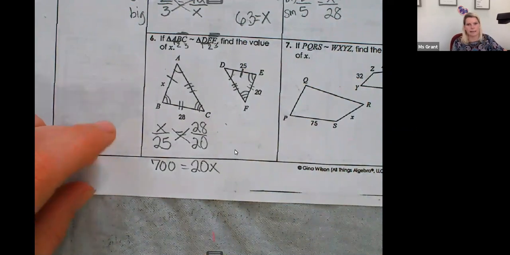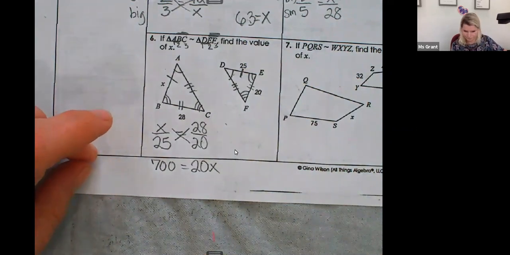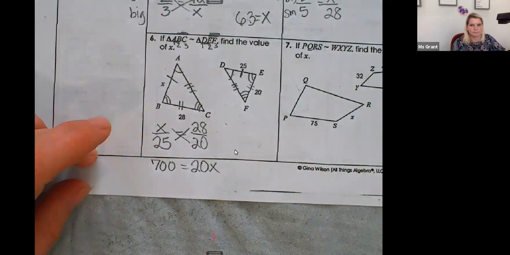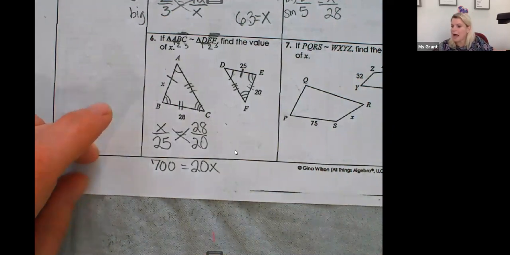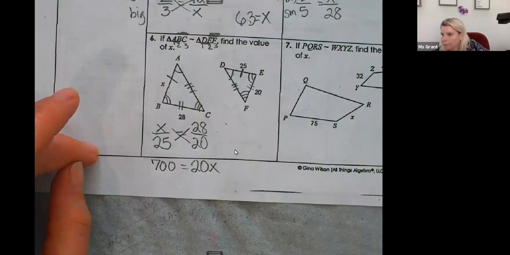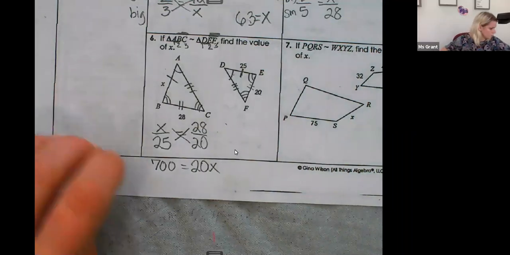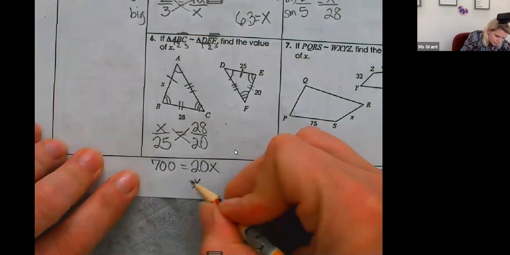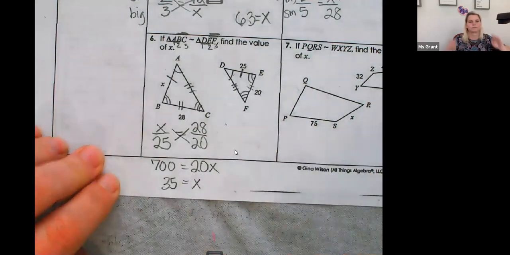And answer, somebody. There's 5. 35. Oh, what? 35. Okay. You were right. Okay.